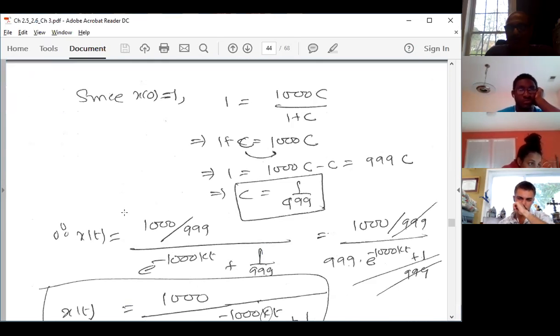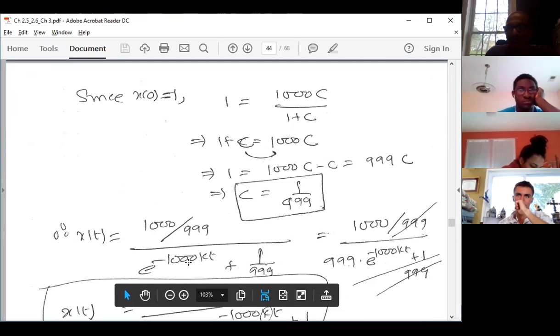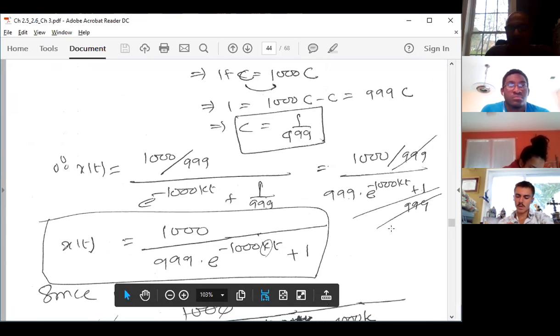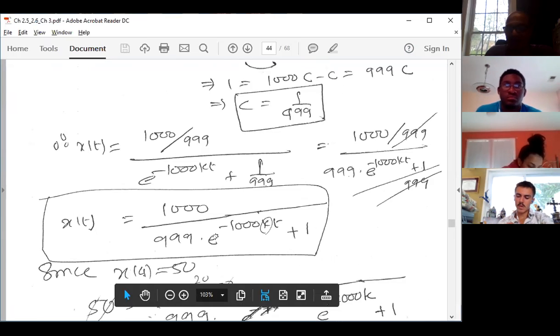Means you are getting x(t) equal to 1000 over 999 and this one. Right? If you take LCM over here, 999, so 1000 divided by 999 to the power this one plus 1, and the common denominator gets cancelled out from the numerator and the denominator. So x(t) will appear in this form finally. So I found the value of c.